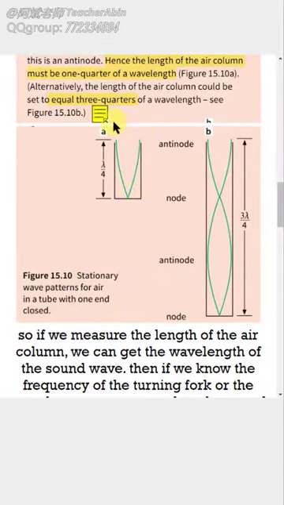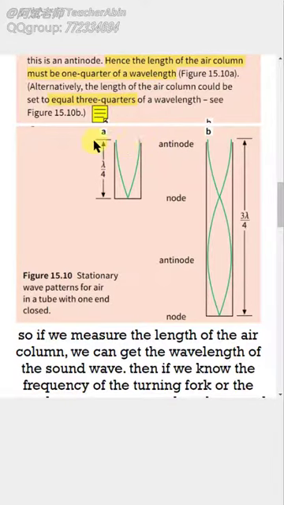However, the air at the top of the air column, at the open end of the tube, can vibrate up and down most freely. So here must be the position of an antinode. And that's also the reason why the sound heard here is much louder.